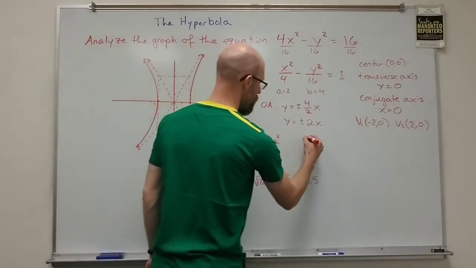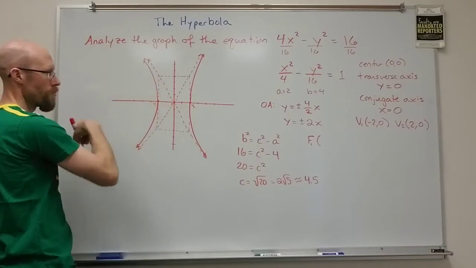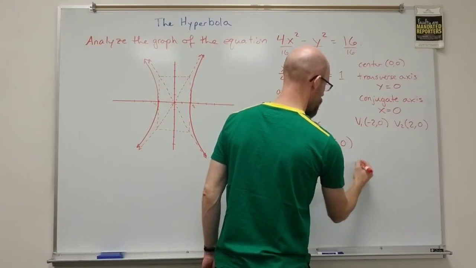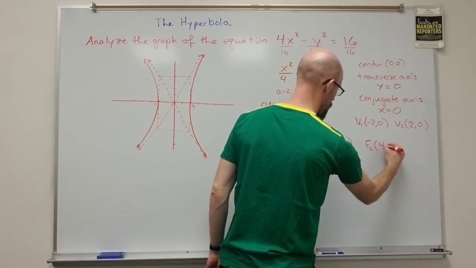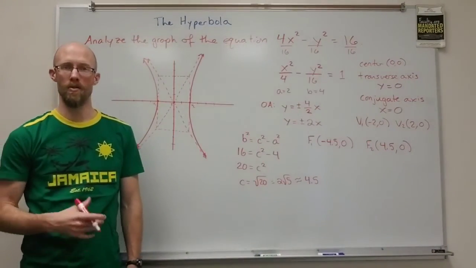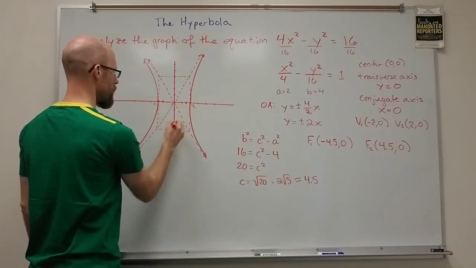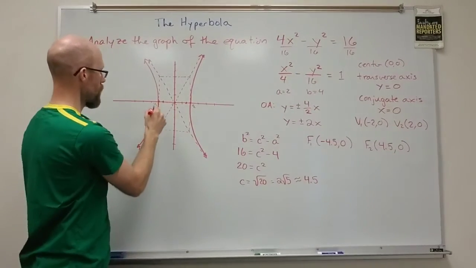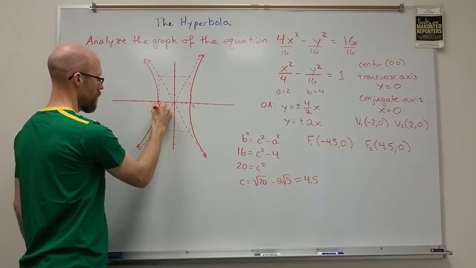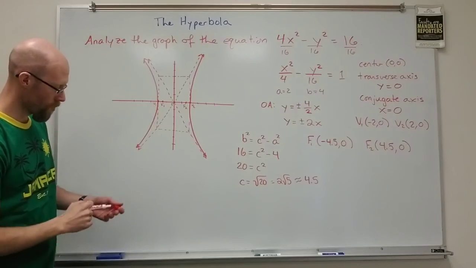And so that means focus 1 is actually going to be that subtracted from the center. So it's negative 4.5 comma 0. And focus 2 is going to be positive 4.5 comma 0. Of course, those are approximates. I'm not using exact form there because I'm really more interested in getting the graph plotted than being precise on these. So that was going to be focus 1, and focus 2. That should be everything we need.